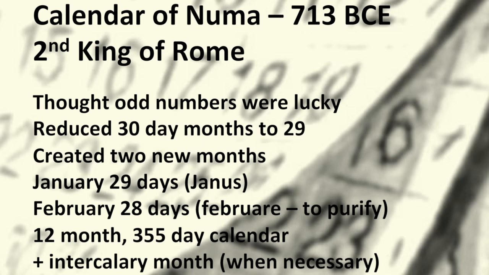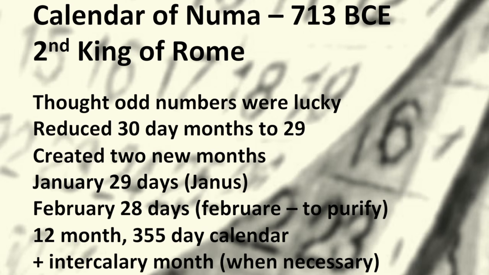Now, the second king of Rome was Numa, and this was only about 40 years later, and he went, well, you know, odd numbers are lucky, so let's change the months around and get rid of these 30-day months and turn them into 29-day months. And then we're still left with the 31-day months. And it was his idea to create 2 new months. So this is where our January and February came from.